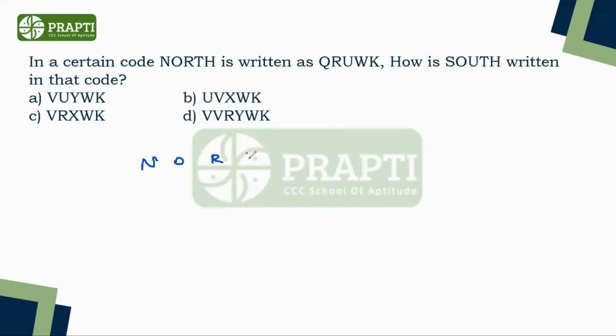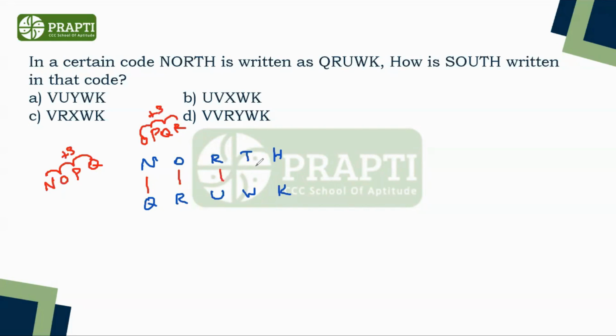NORTH. So you can write it as QRUWK. So now try to find the logic here. So N, Q. So N, O, P, Q. So from N, first position, second, third. So plus 3. Am I right? In the same manner, O and R. P, Q, R. So again, plus 3. So what is the pattern followed here? All the letters are plus 3.